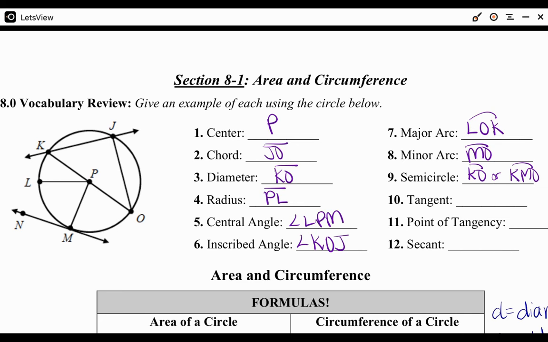Your tangent is a line that touches your circle once. So here's a line that touches your circle once. So NM, that's your tangent line. Point of tangency is where it touches the circle, so that's point M. So it touches right here. A secant is a line that goes through your circle twice. So there's our secant line KJ.